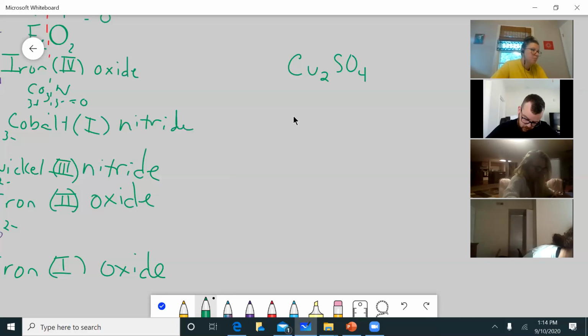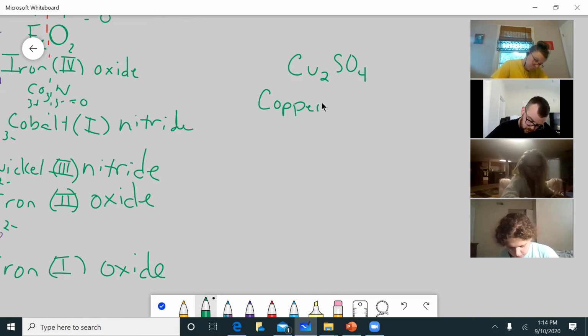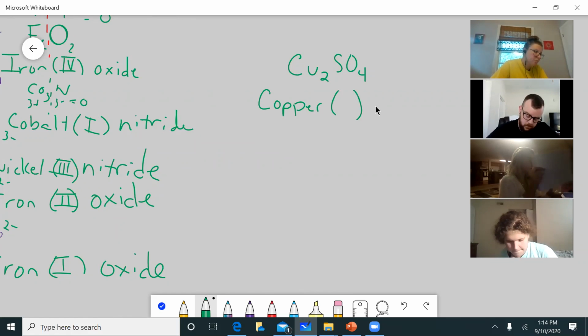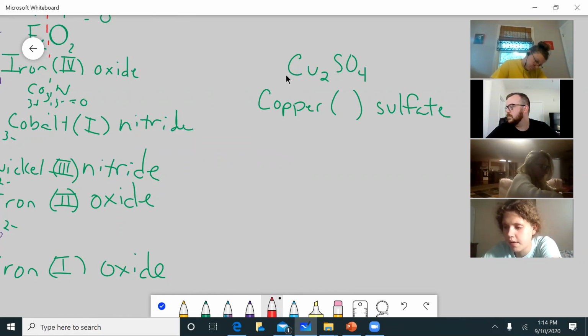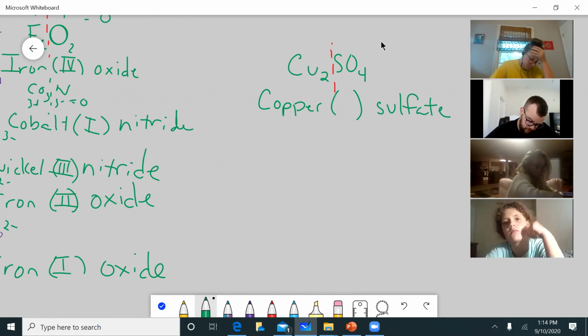So in this guy here, we've got copper and we've got sulfate. So I'm going to write copper. I'm going to put in a parentheses because I know copper has an unpredictable charge. And then I'm going to write sulfate. Now, just like you would divide this up, I'm going to divide this up between my metal and my non-metal side. Sulfate always has a predictable charge. Sulfate's charge is always, always, always 2 minus.